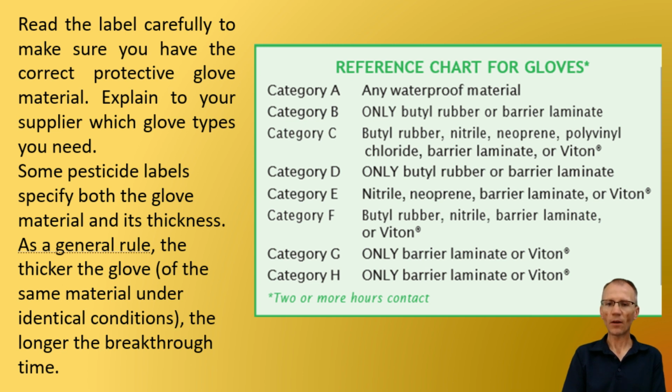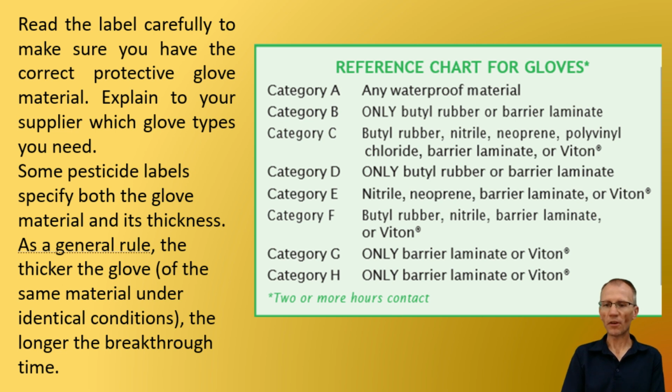Explain to your supplier which glove types you need. Some pesticide labels specify both the glove material and its thickness. As a general rule, the thicker the glove of the same material under identical conditions, the longer the breakthrough time.